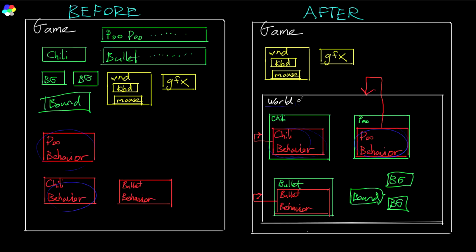But if everything was just in game, I'd have to pass them the entire game, but they're only interested in the part of the game that is the world that they live in. So I would want to minimize things, create a world object that only contains things that they're interested in, and then I can just pass them the minimum that they are required to know about.